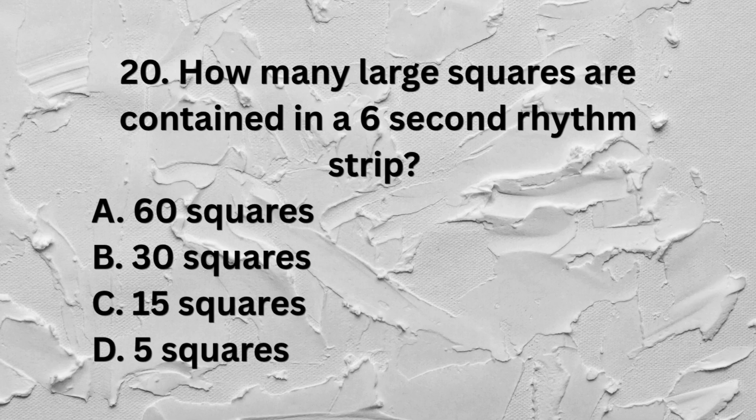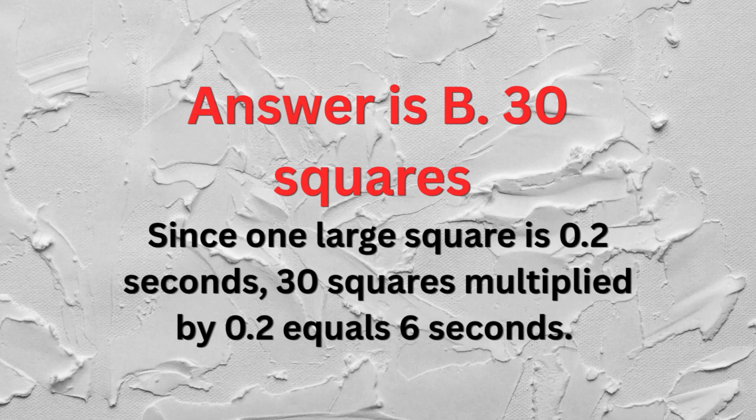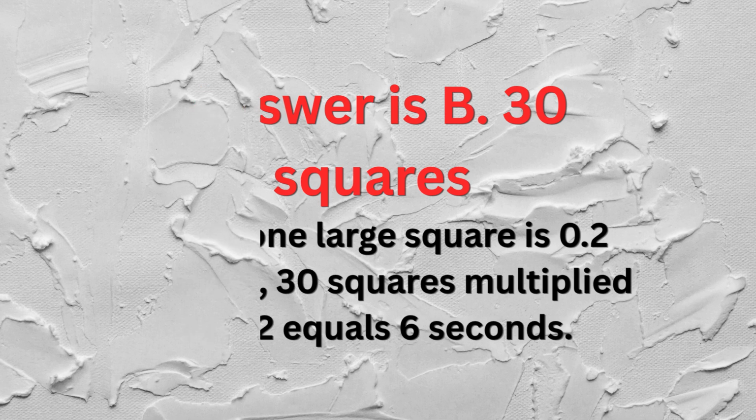How many large squares are contained in a 6-second rhythm strip? A. 60 squares. B. 30 squares. C. 15 squares. D. 5 squares. Answer is B. 30 squares. Since one large square is 0.2 seconds, 30 squares multiplied by 0.2 equals 6 seconds.